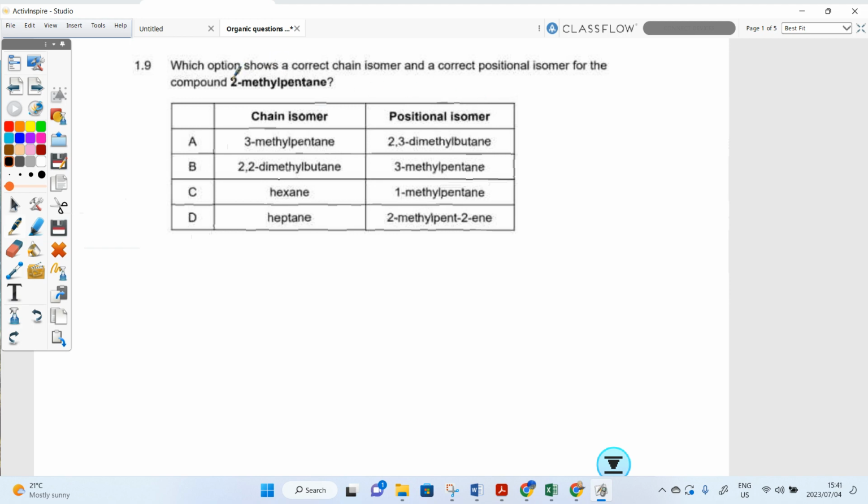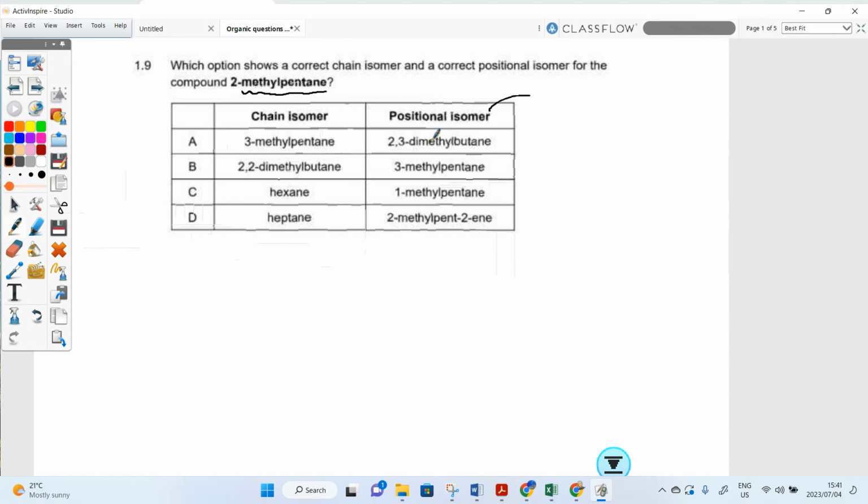So if they tell you 2-methylpentane, if it's a positional isomer, it must still be methylpentane, because only the position is going to change. That means only the number is going to change. So please remember that. For position, it's just the position that is changing. So the number is going to change. So let's look for something that also says methylpentane.